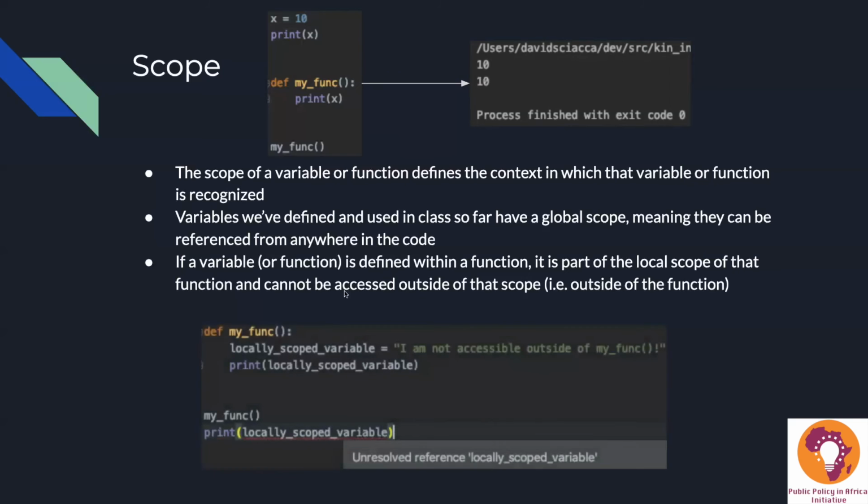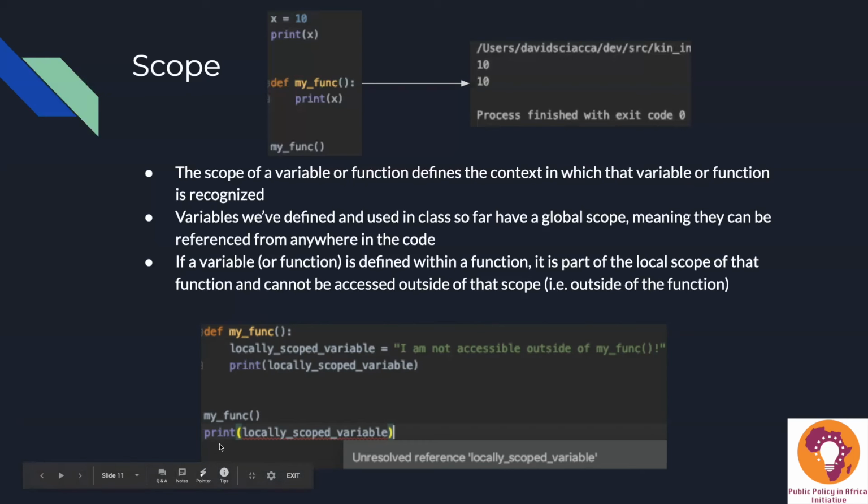Now, if we instead defined my function as having a locally scoped variable, so I just was explicit about the name here, it's a locally scoped variable. It's scoped to the local scope of my function. So this variable stored in it, I'm saying I am not accessible outside of my func here, and then I print locally scoped variable here. I invoke my function here, so you might think, oh, locally scoped variable has now been created, so now I can reference that outside of my function.